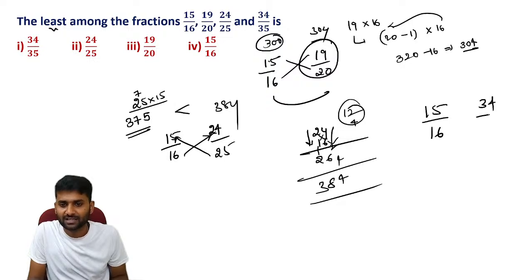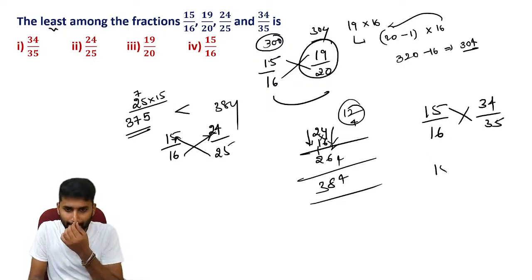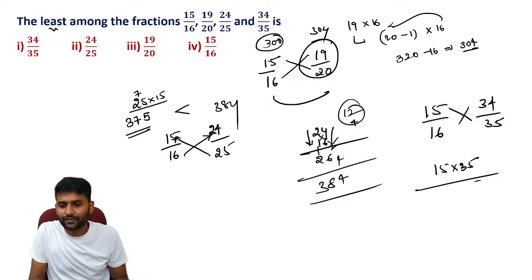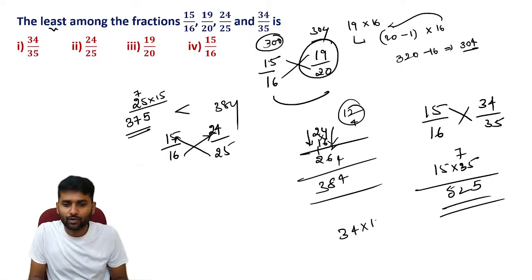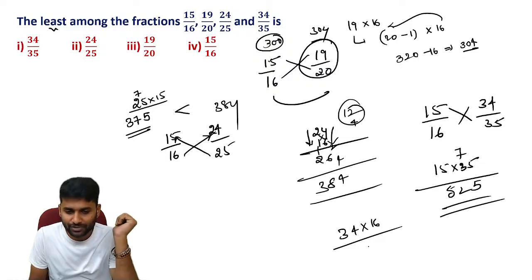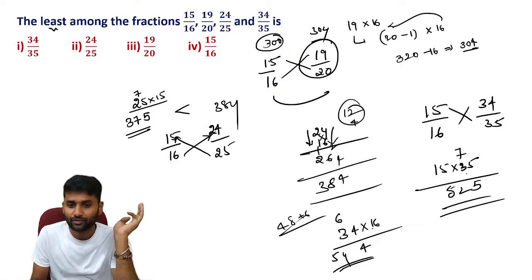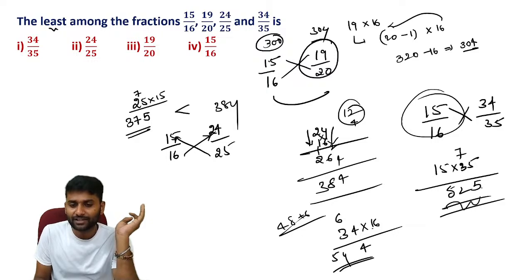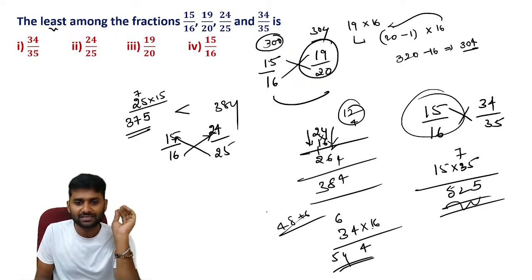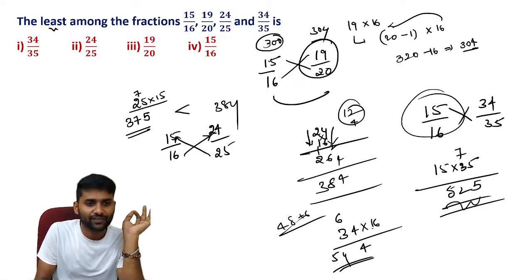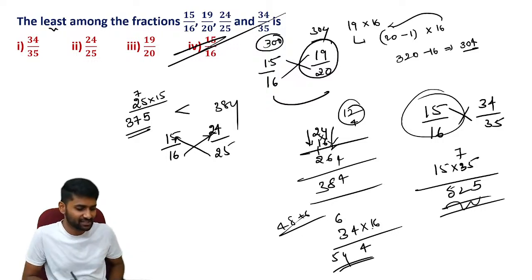Finally, we have the fraction 34/35, again cross multiply them. 15 into 35. So 15 5s are 75, 15 3s are 45. 45 plus 7 is 525. Now what about 34 multiplied with 16? 16 4s are 64, and 16 3s are 48. 48 plus 6 is 54. So 544. So again if you compare, 525 is less than 544. If you compare all the fractions, the least among these fractions is 15/16. 15/16 is the least fraction.